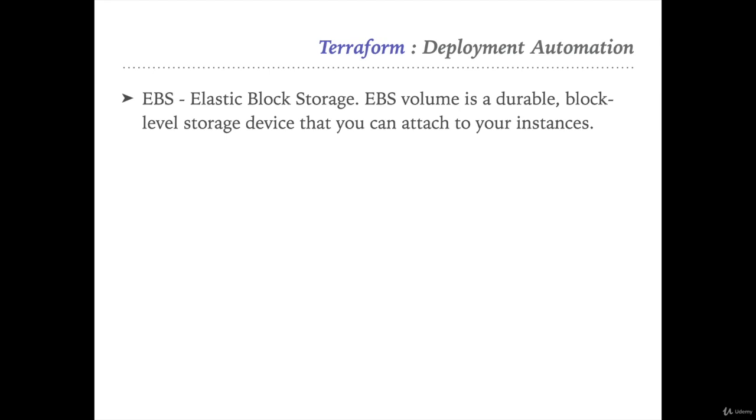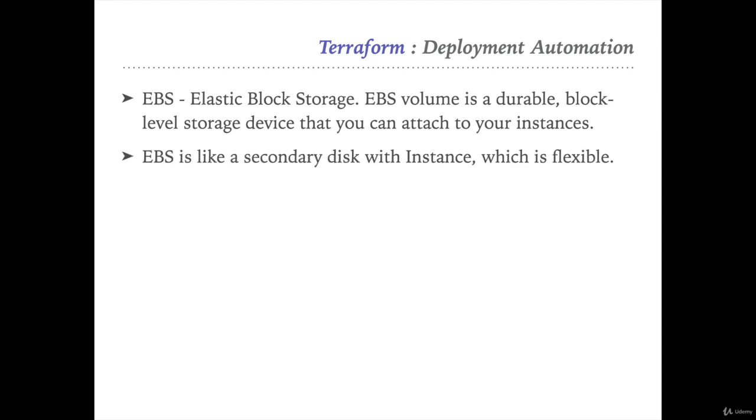As the name has storage, it means this is going to be a kind of disk. Yes, EBS is a volume on AWS which is a durable block level storage device that you can attach to your instance. So EBS is a volume type which you can use as a secondary disk which you can attach with your running instances in AWS. EBS is like a secondary disk with the instance which is flexible. Whenever we create an instance in AWS, we get a few disk types attached, and mostly that disk is the boot disk.